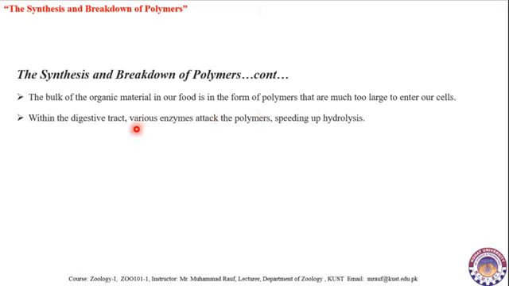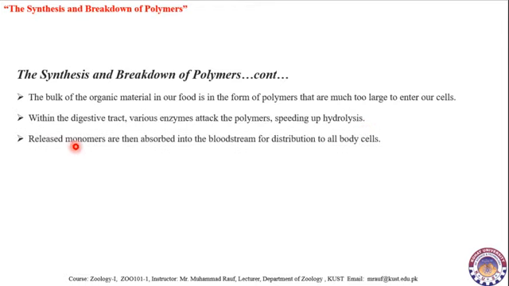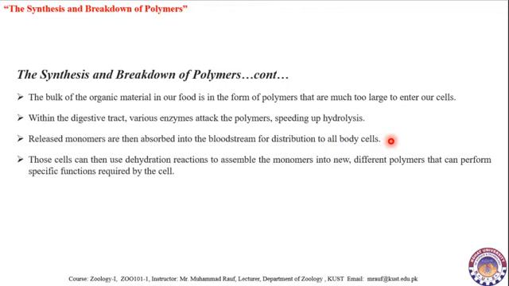Within the digestive tract, various enzymes attack the polymers, speeding up hydrolysis. Released monomers are then absorbed into the bloodstream for distribution to all body cells. Those cells can then use dehydration reactions to assemble the monomers into new, different polymers that can perform specific functions required by the cell.